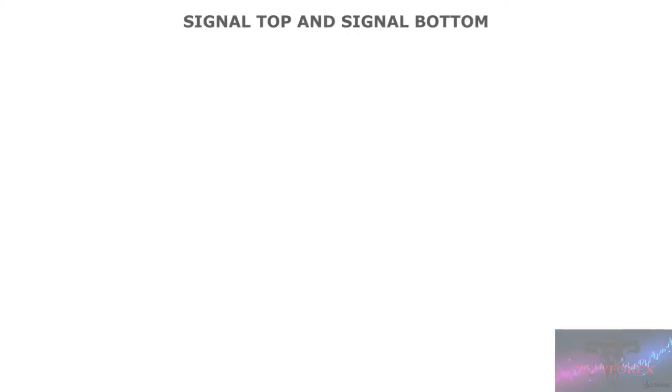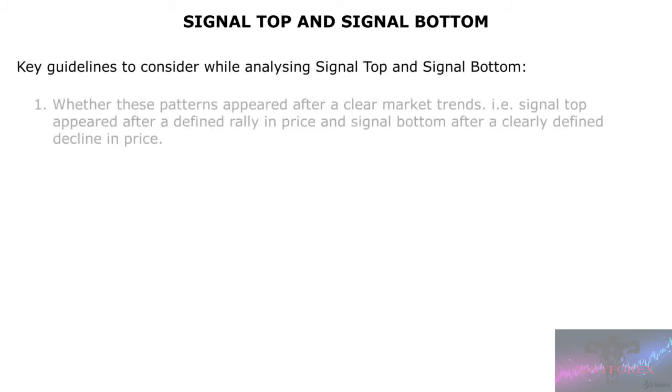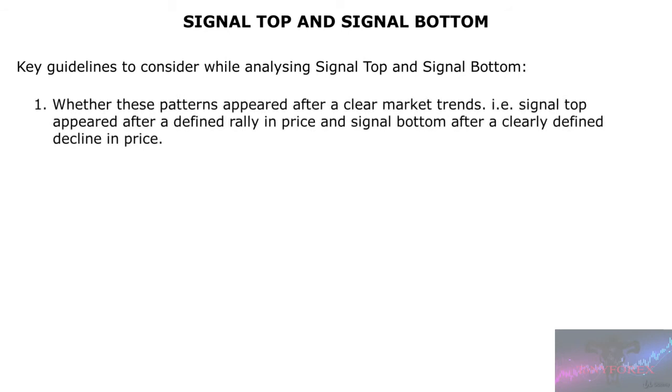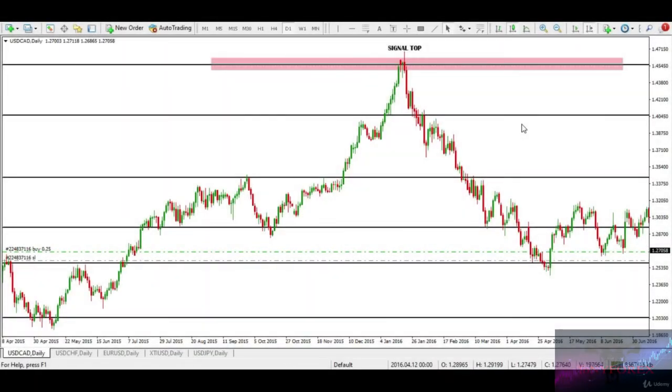Guys, for both of these patterns, you will always analyze them while keeping the below guidelines in mind. Check whether the signal top or signal bottom appeared after a clear uptrend or downtrend respectively. This means that the importance of the pattern increases when they have come after a prolonged move in terms of both price and time. Check whether these points are also associated with key support and resistance zones on your trading chart. If this happens, you are able to trade them with more confidence. Now let us go through some examples of signal top and signal bottom.